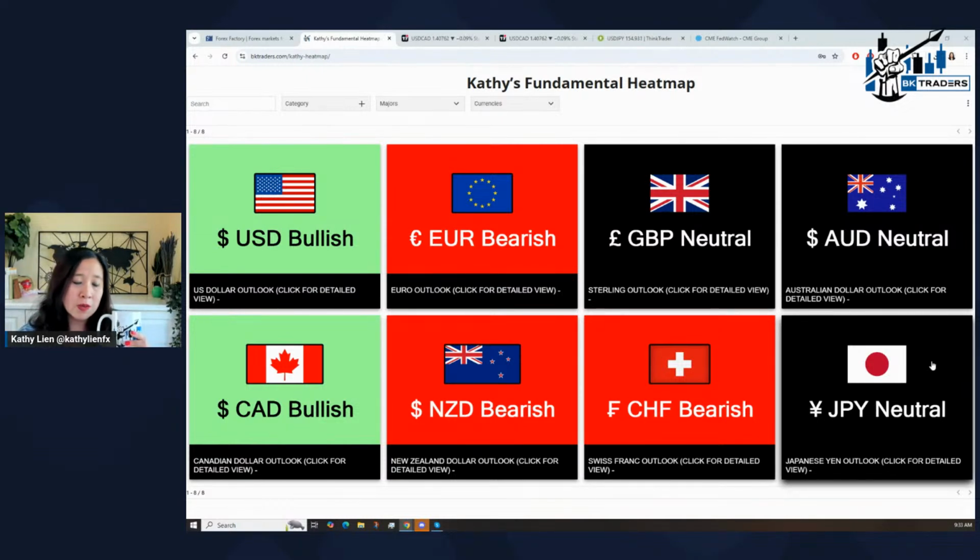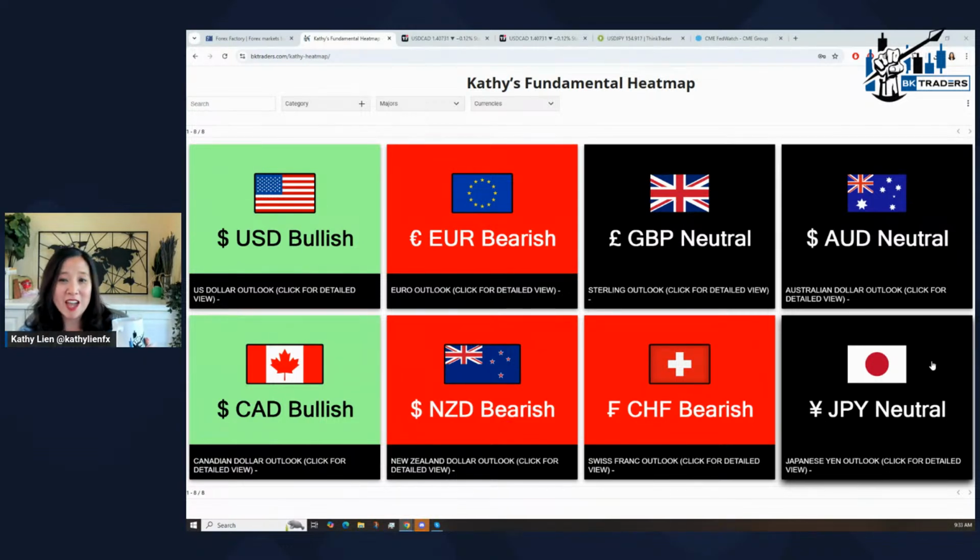Yen, I'm neutral. I'm mostly bearish because first off, data in Japan hasn't been that great. In the beginning of the year, we all thought this was the year for Japan. We all thought that Japan was going to have a fantastic recovery. Did that happen? Not really.